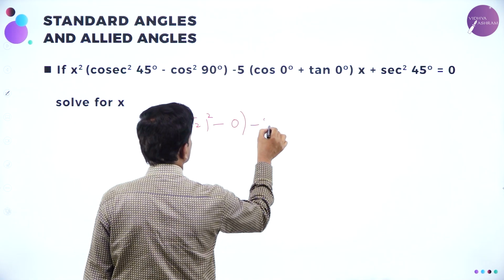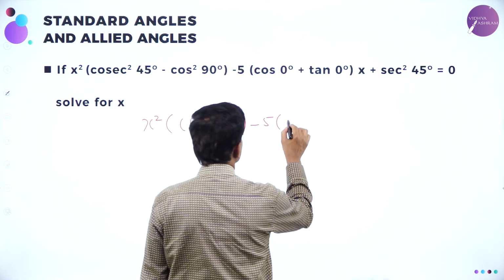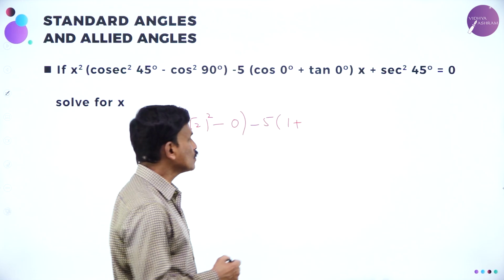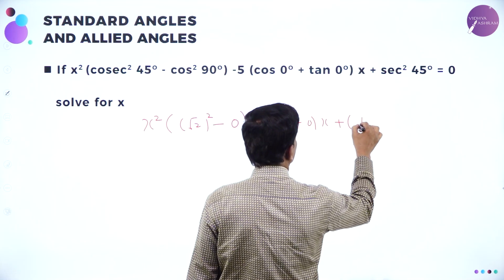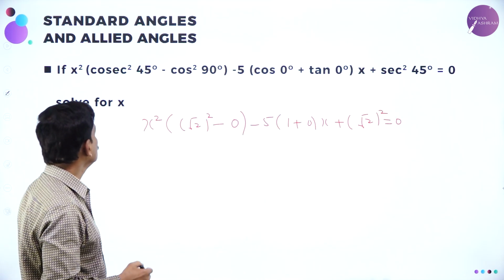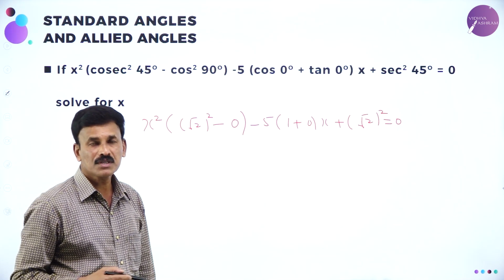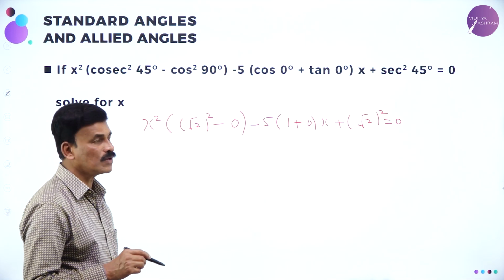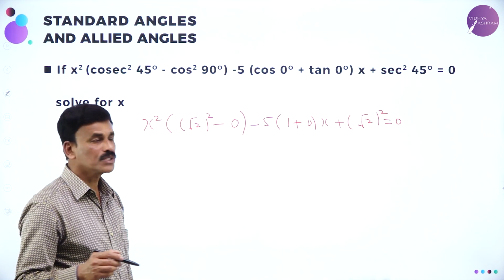0 square is 0 minus 5 into cos 0. Cos 0 is 1 plus tan 0. What is tan 0? Tan 0 is equal to 0 into x plus secant 45 is root 2 whole square is equal to 0. Right. See here, x square into cosecant square 45 is root 2, cos 90. Cos 90 is 0 minus 5 into cos 0. Cos 0 is 1, tan 0 is 0 plus secant 45 is root 2 whole square is equal to 0.